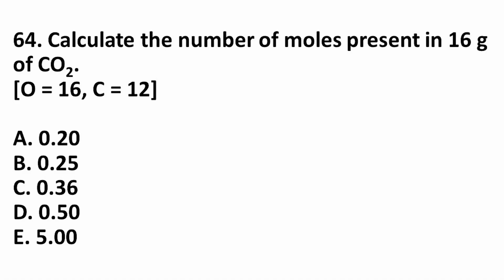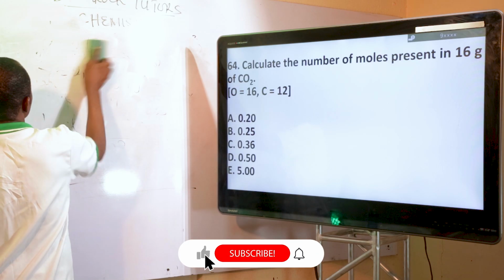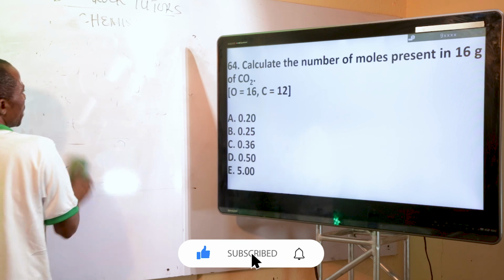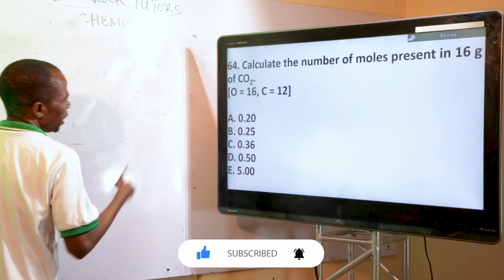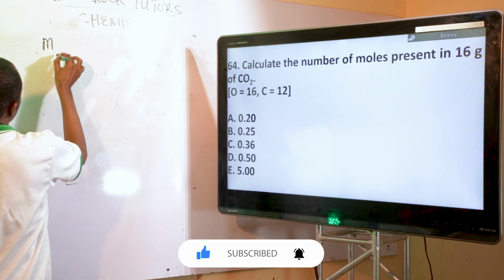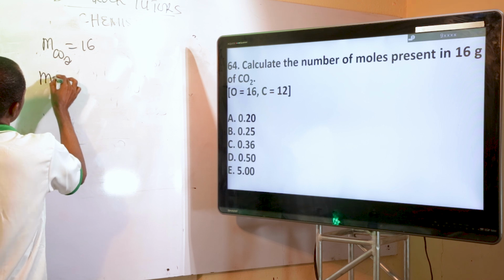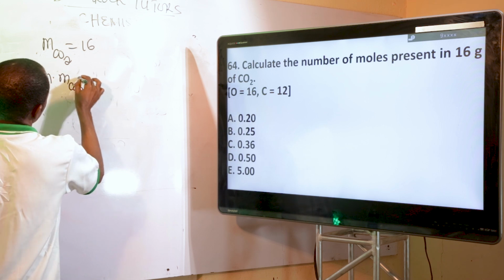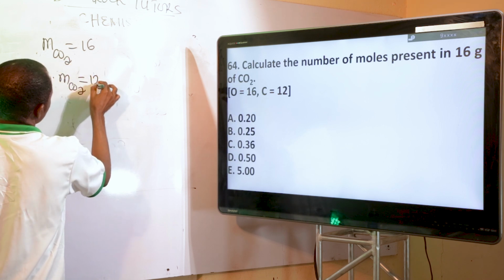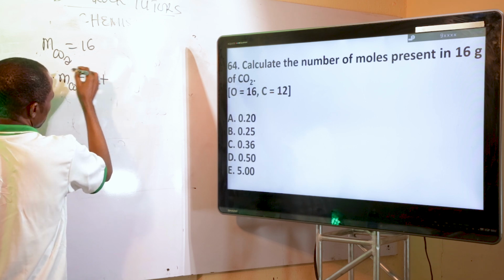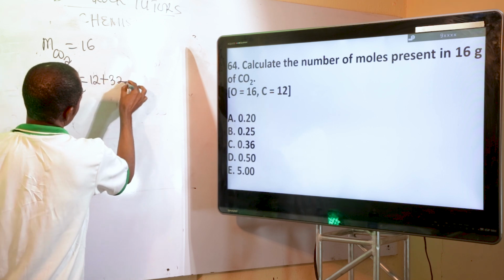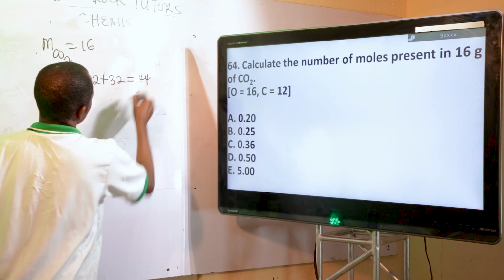Number 64. We are to calculate the number of moles present in 16 grams of carbon(IV) oxide. If you want to calculate the number of moles, it is simply calculated by dividing the mass by the molar mass. The mass of CO2, according to this question, is 16. Then the molar mass of CO2 is going to be carbon is 12 plus oxygen is 16 times 2, that's 32. If you add it together, that's 44.